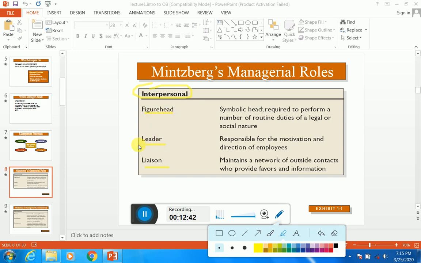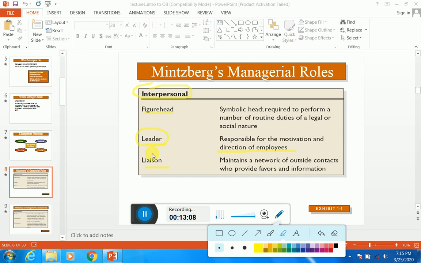The next is leader. Leader is responsible for the motivation and direction of the employees. The management activity or the manager's activity where they supervise the people and they direct the people and they motivate the people. Such activity is known as your leadership activity.